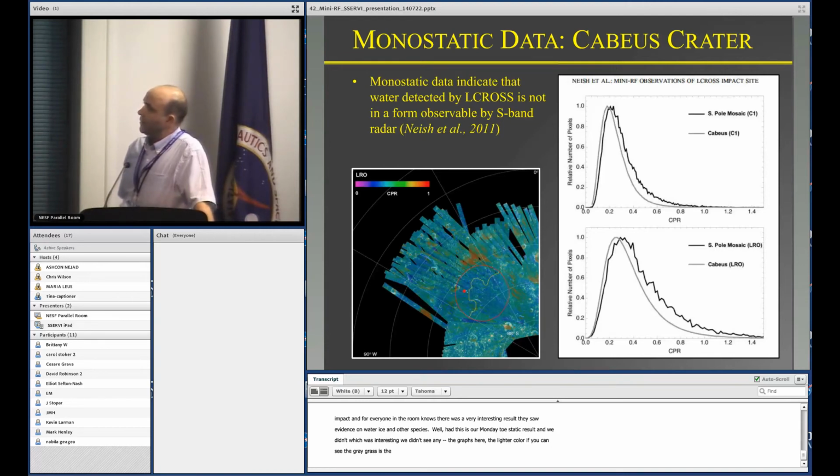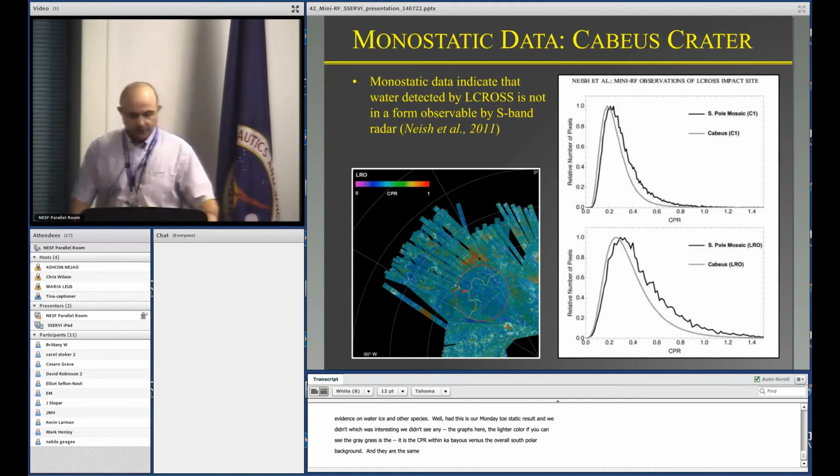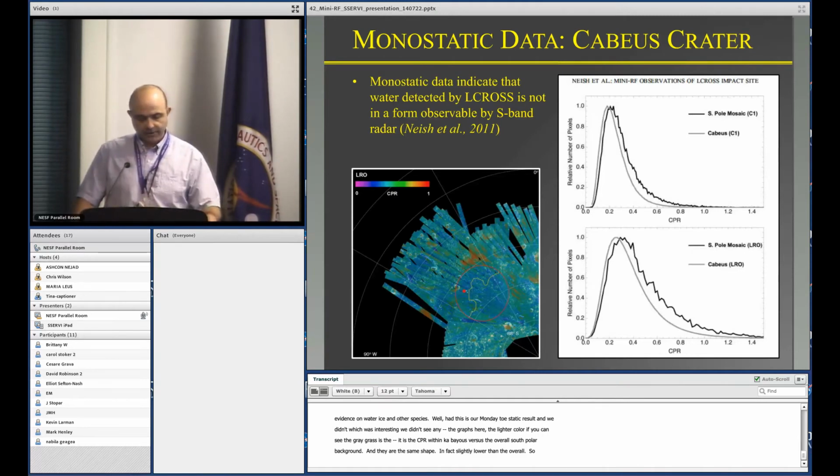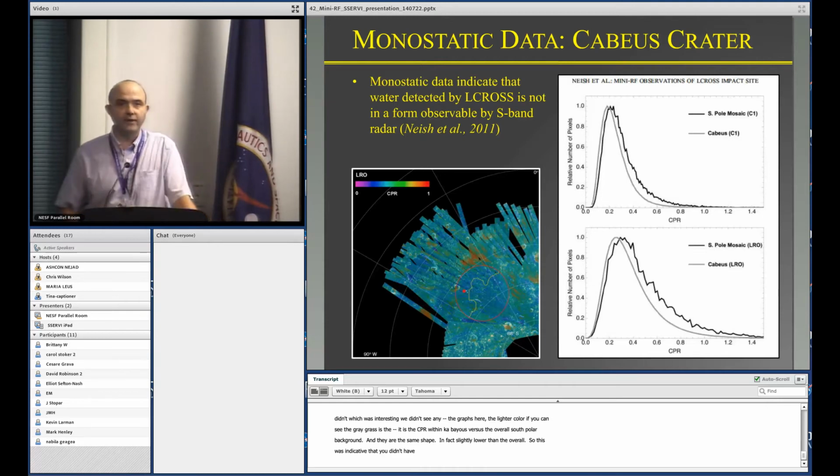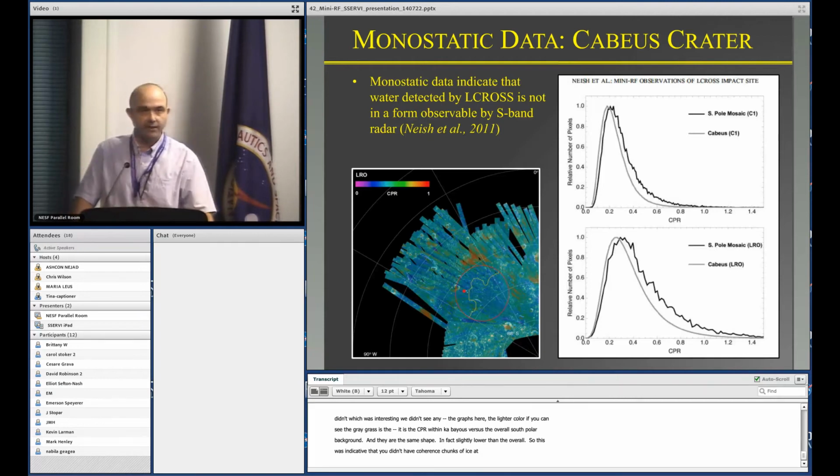The graphs here, the lighter color, if you can see it, the gray graph is the CPR within Cabeus versus the overall south polar background for both the Chandrayaan-1 instrument and the LRO instrument. And they're the same shape. They're in fact slightly lower than the overall. So this was indicative that you didn't have coherent chunks of ice at the wavelength scale, which was a little surprising given the LCROSS result.